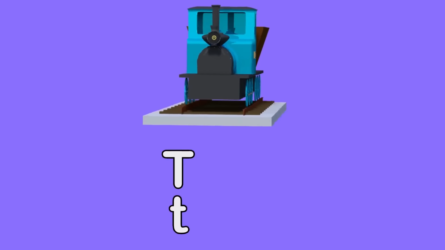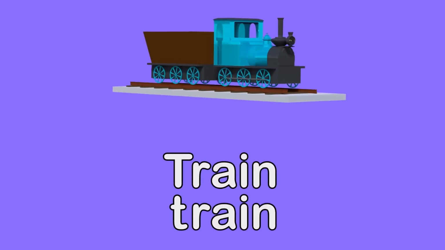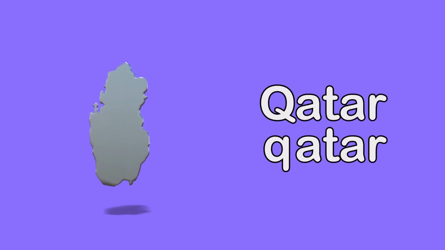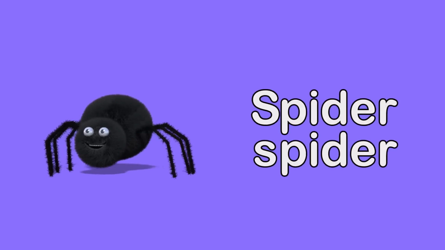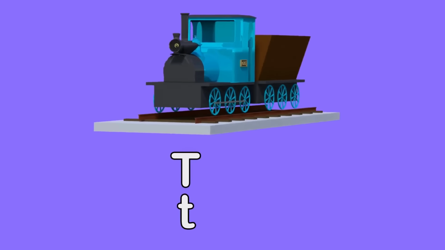Q is for Qatar, k-k-k-Qatar. R is for rose, r-r-r-rose. S is for spider, s-s-spider. T is for train, t-t-train. Q is for Qatar, R is for rose. S is for spider, T is for train.